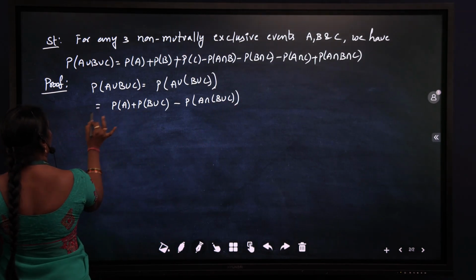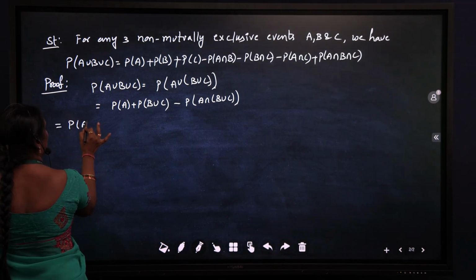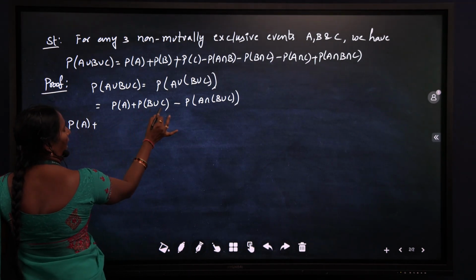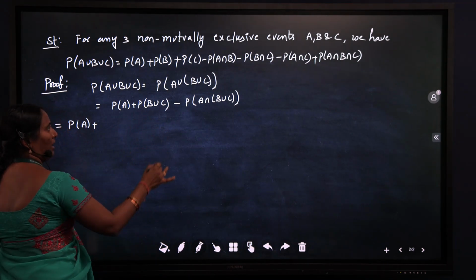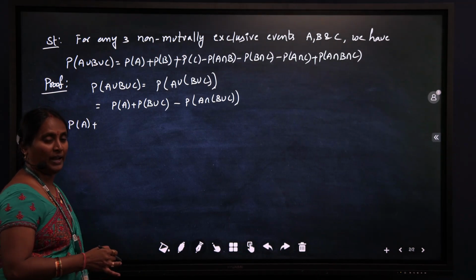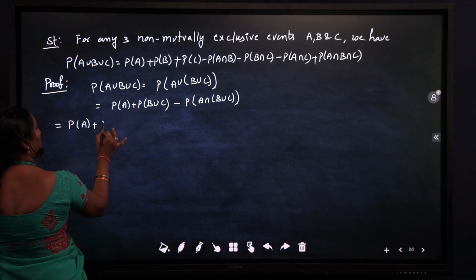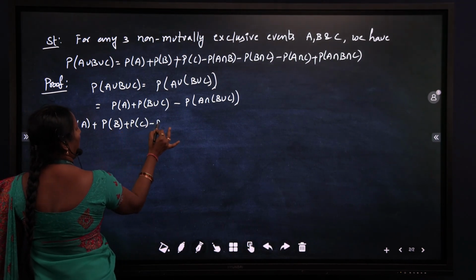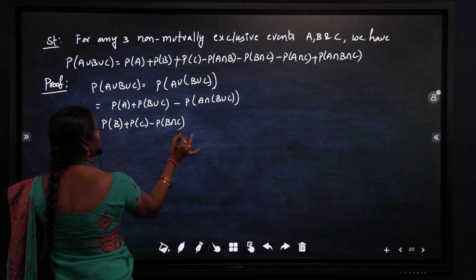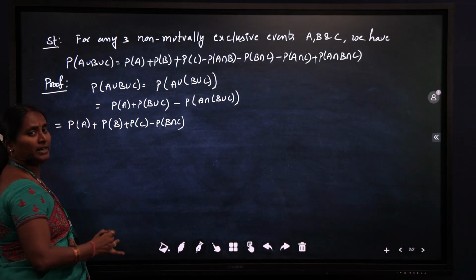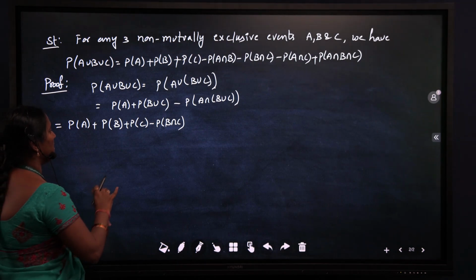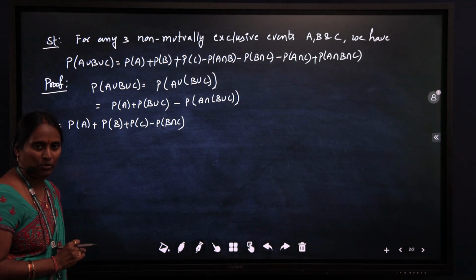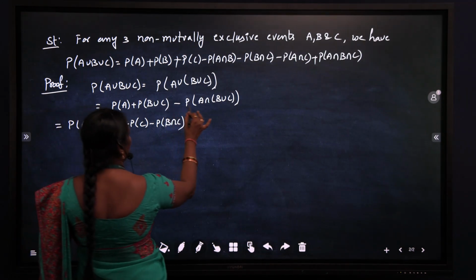Now again, for this step we are going to write P of A. We know the addition of probability here for A union B: we write it as P of A plus P of B minus P of A intersection B. We write B union C as P of B plus P of C minus P of B intersection C. This is what we are doing for the second term, P of B union C, as the addition of two events, like that. So now let us see the third term.